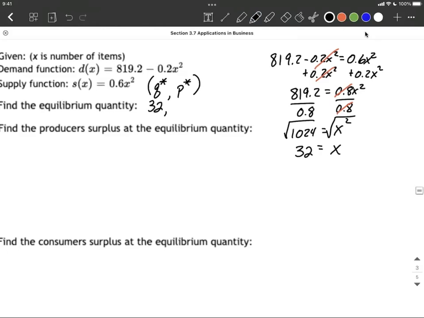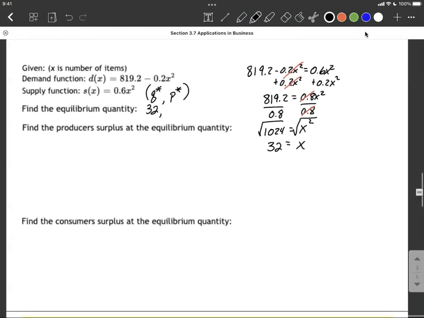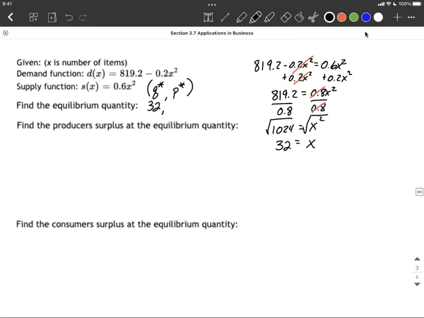So to find those values, we can substitute or evaluate this x equals 32 into either one of those functions, and they should give us the exact same result. So I'm going to use the supply function because it looks just a little bit easier. I'm going to plug that 32 in for the x, and I got this to come out to be 614.4. So 614.4 would answer the question for the price at our equilibrium point.